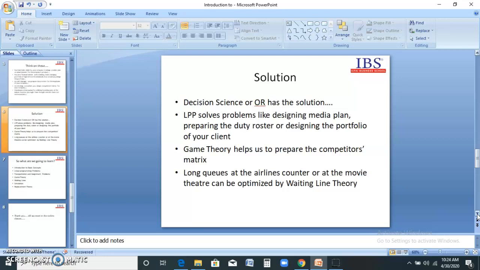All these problems can easily be resolved through this course, decision science or operations research. The concept of linear programming problem can easily solve problems like designing the media plan, preparing the duty roster, or designing the portfolio of your client. The concept of game theory will help us to prepare the competitors matrix. Long queues at the airline's counter or even at the movie theater can be optimized by the concept of waiting line theory.